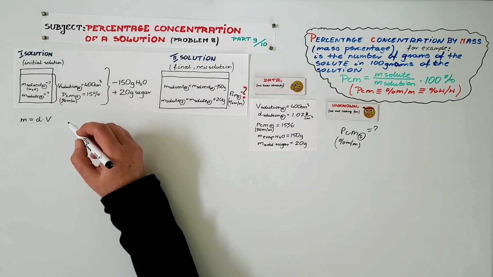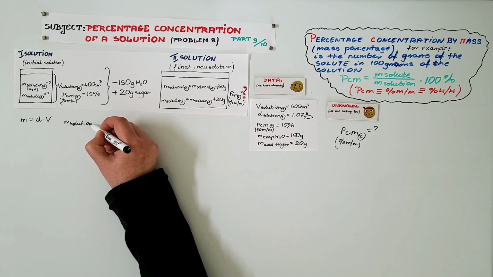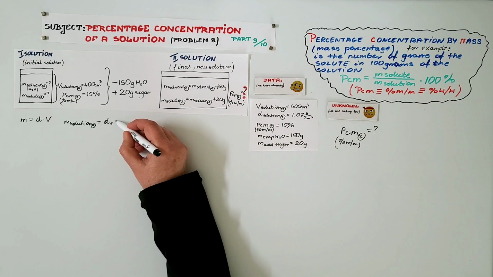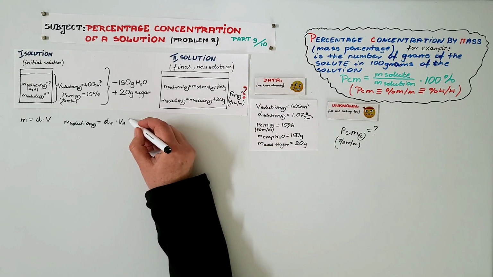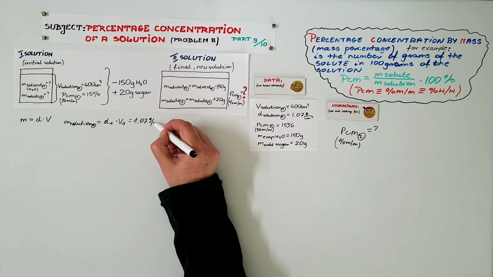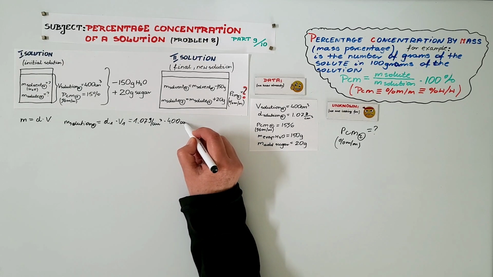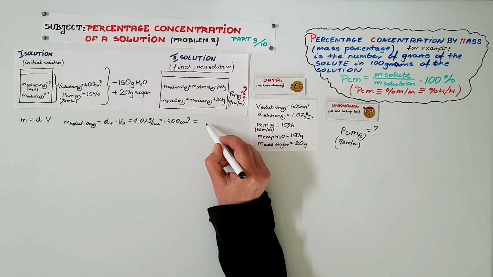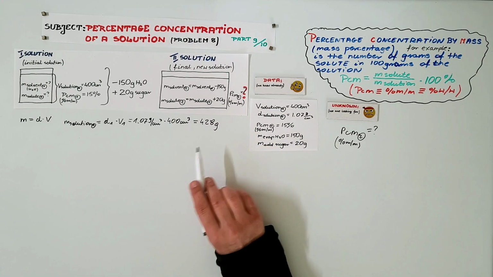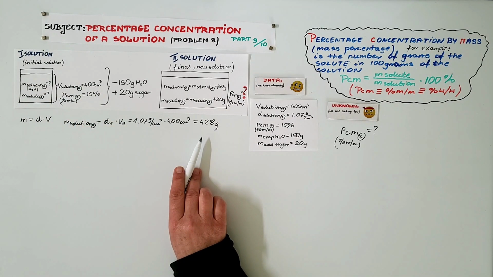Mass of solution 1 equals D1 times V1 equals 1.07 gram per cubic centimeter times 400 cubic centimeter equals 428 grams of solution 1. Mass of solution 1 now we know equals 428 grams.